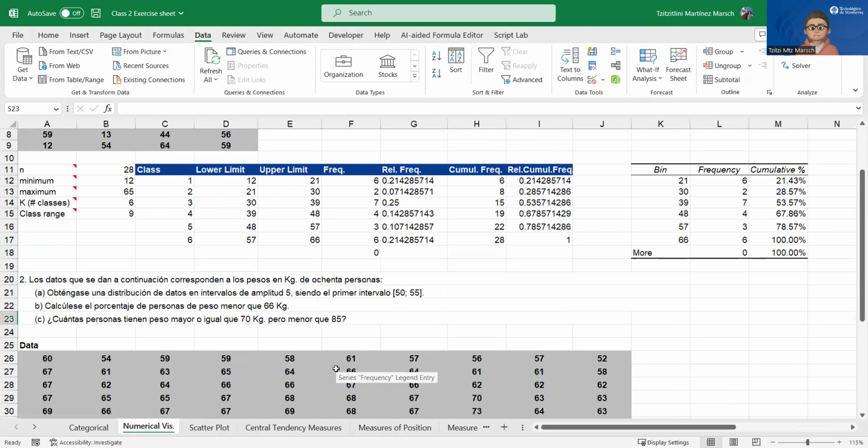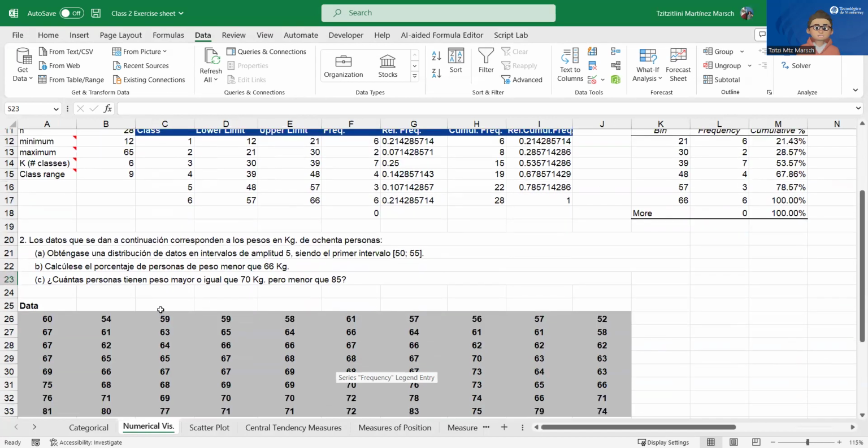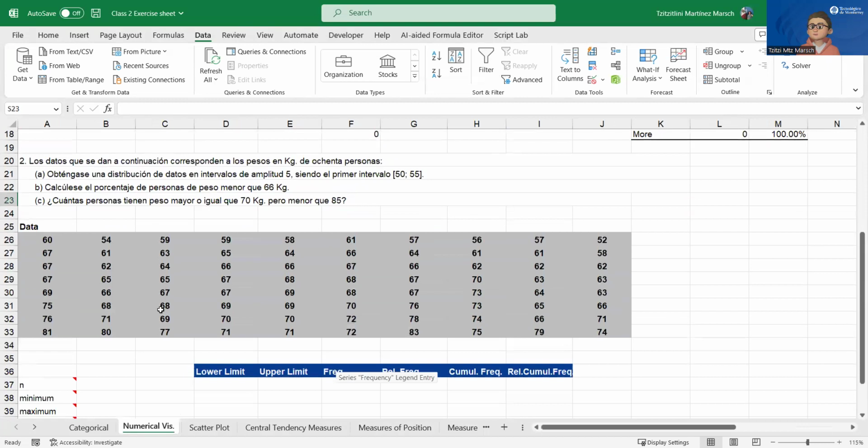So here, and I'm sorry that it's in Spanish, like I said, it was supposed to be in English, but I didn't translate it, okay? Basically it's saying we have these certain types of data, all in kilograms, of 80 people. You know, we have 80 people and we have all of their kilograms. And this one, it's already being fixed.